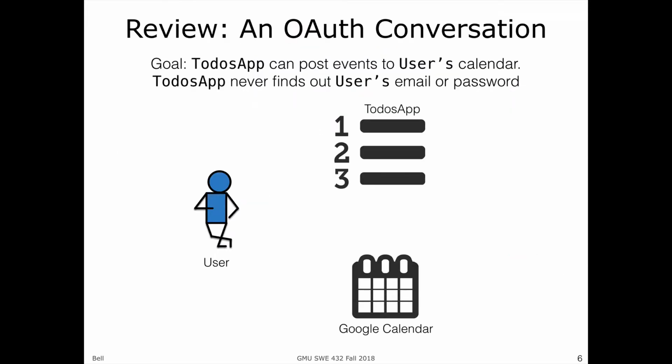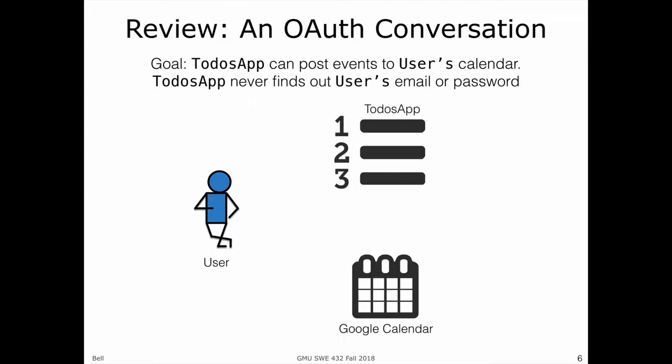And the last big topic that we talked about in Monday's lecture was this OAuth protocol, which was the protocol to allow us to have these consumer applications. The example that we used was a to-dos application accessing some bigger service, a service provider like Google Calendar. And we wanted some way that this to-dos application could post events onto the user's calendar, but without the to-dos application ever finding out the user's email or password when it came to Google.